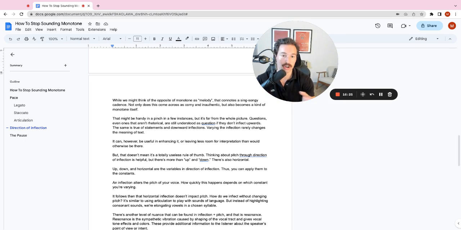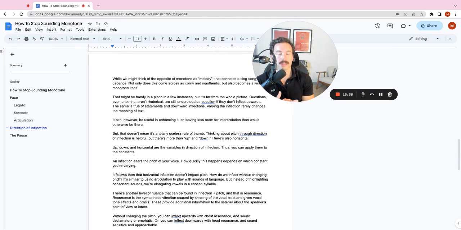No pitch change, no resonance change. All I did was just elongate the chosen syllable. So there's another level of nuance that can be found in inflection and pitch, and that is the resonance. The resonance is the sympathetic vibration caused by shaping of the vocal tract, and it gives vocal tone, effect, and colors.